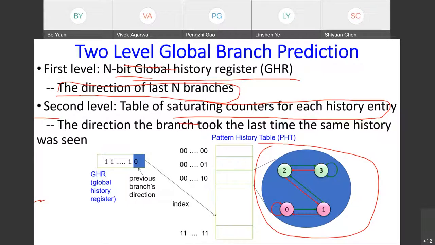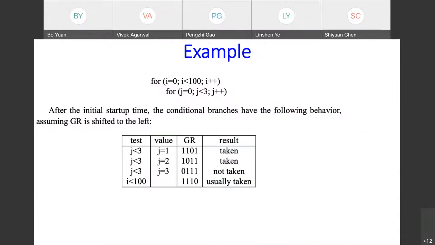Okay, maybe it's still a bit abstract, so now let's take a detailed example. Assume that we have this type of 2-level loop. We know that for each for loop we will have a branch instruction, like BEQ register 1, 100, label 1, and then BEQ register 2, 3, label 2, something like that. And there are some other instruction statements here.